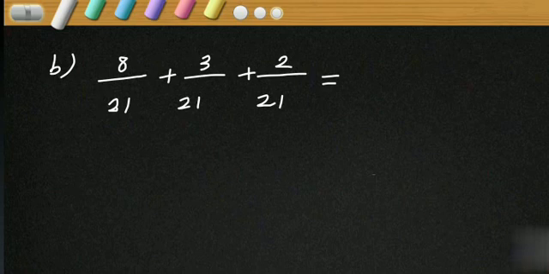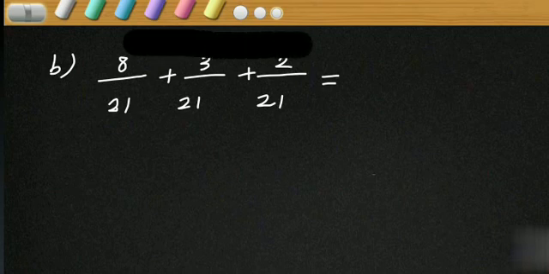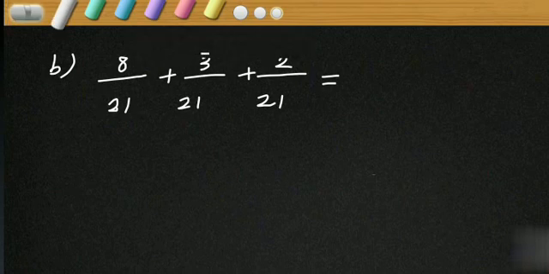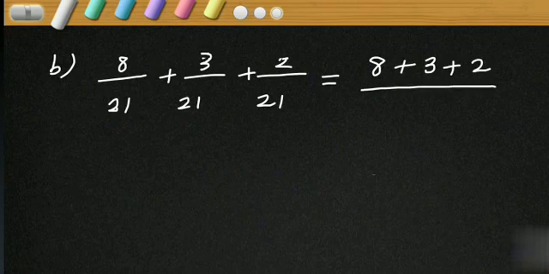Yeah, 21, isn't it? So how to add this? What is the rule? Yes, just add the numerators. Which are the numerators here? 8, 3 and 2 are the numerators, isn't it? So just add the numerators. That means 8 plus 3 plus 2, by what? Can we add 21 plus 21 plus 21? Can we do so? No, not at all.